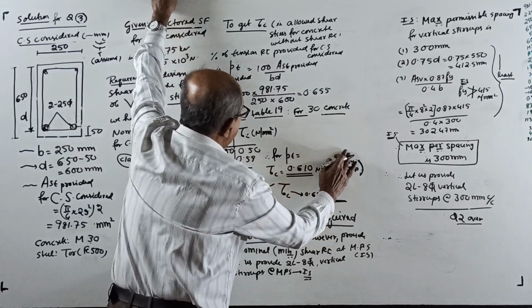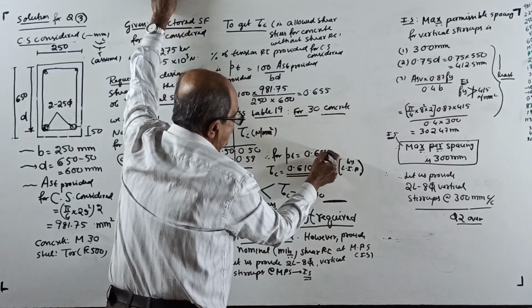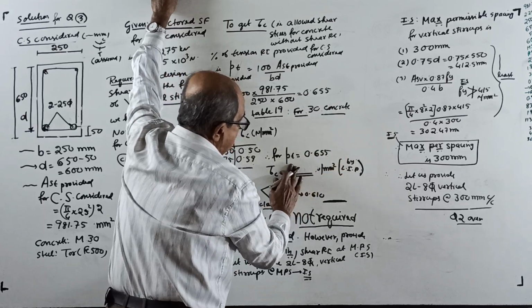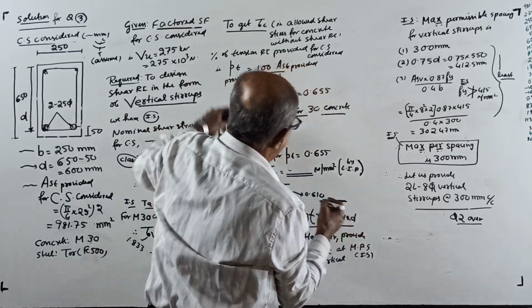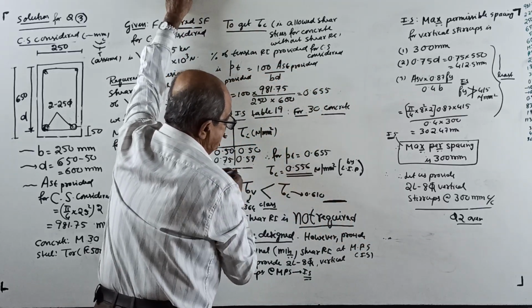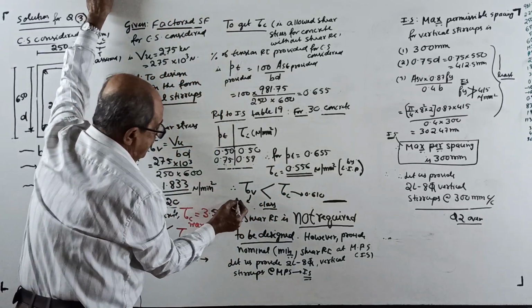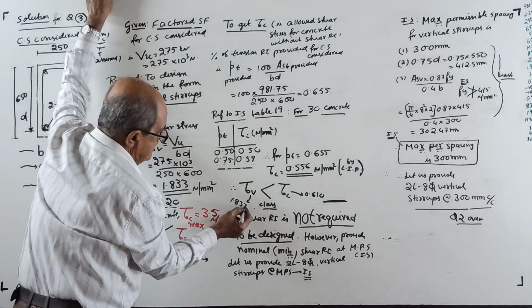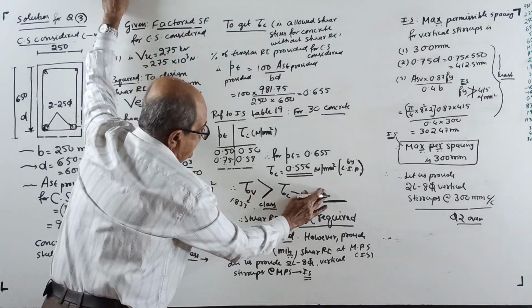Therefore, for PT equal to 0.655, tau C equal to, by interpolation, 0.556 Newton per mm square. Tau V, how much you got tau V? High stress, 1.833. Now tau V is more than tau C. Tau C is here, 0.556.